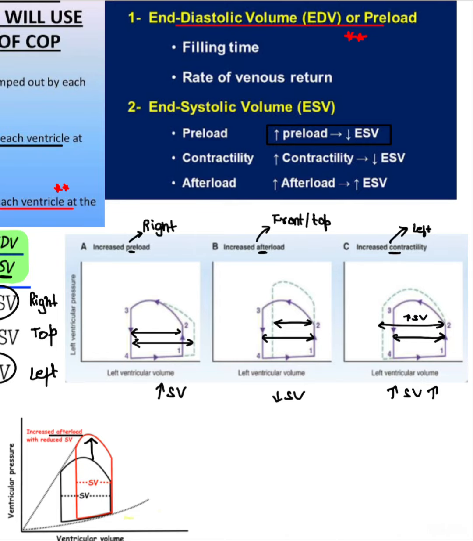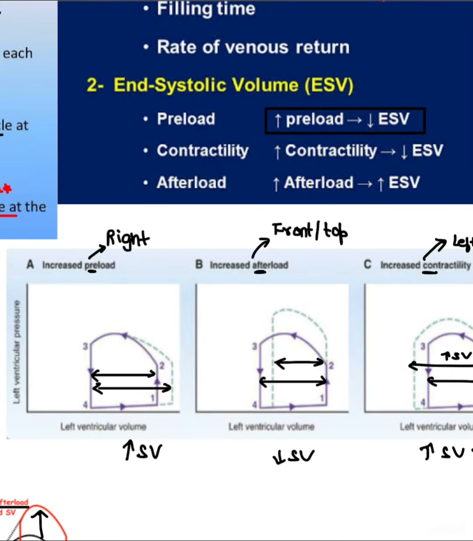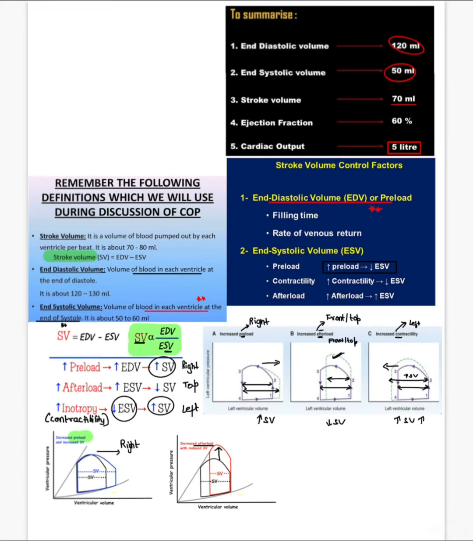Now see, we have preload, afterload and contractility. Preload was basically the stretch. Afterload was the squeeze. Contractility is the contractile power or the inotropy. Now how do you remember? Preload means P, after P comes R, so if the graph shifts towards the right, that is preload they have tried to show you. Afterload, A-F-T, that is front or top: the graph shifts to the top, that is your afterload. Then contractility: contractor left the job, that is if the graph shifts toward the left, that is your contractility.